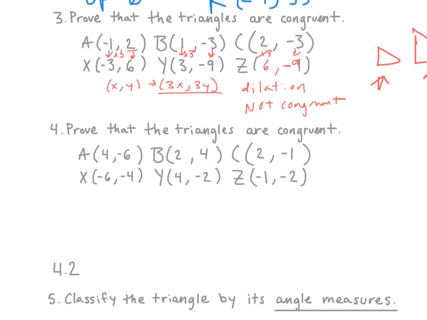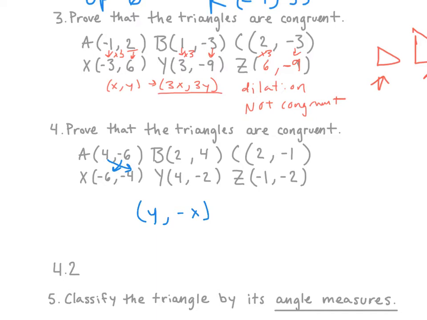Okay, let's look at 4. Prove the triangles are congruent. What do we do for this one? So we're switching the positions. We're taking y and putting it in the first place, and we're taking x and putting it in the second place.